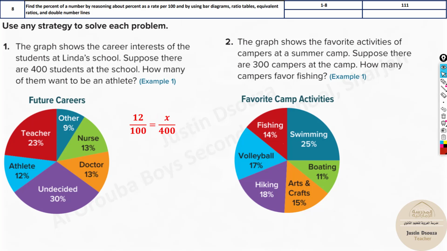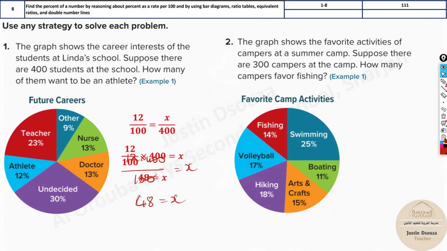It will be 48, but you do cross multiplication here. All you do is take this 400 to the other side. 12 into 400 by 100 is equal to x. The 0s cancel. Over here, you're remaining with 12 times 4, which is 48, equals x. So this is the thing. For every 100 students, it's 12. For every 400 students, how much will it be? You multiply this 12 times 4, and you will get the answer.